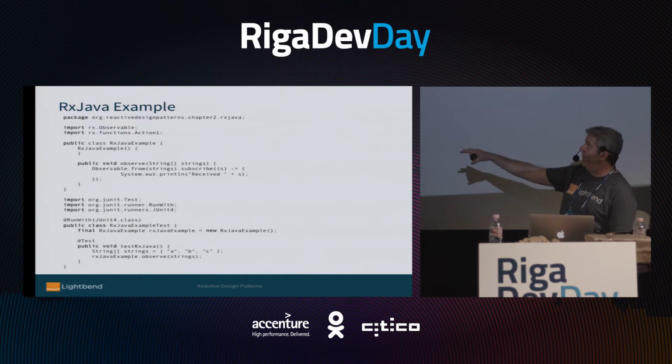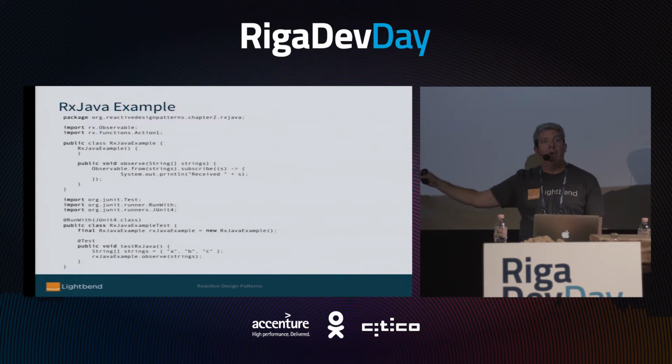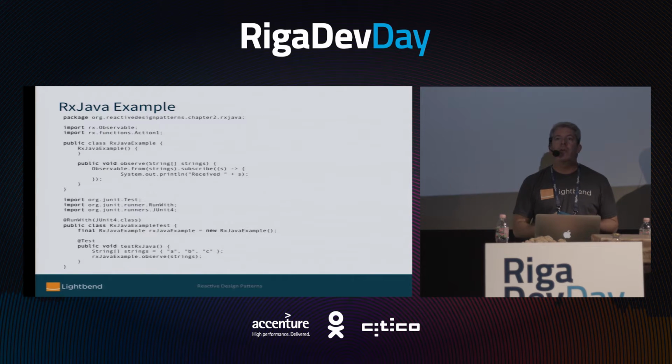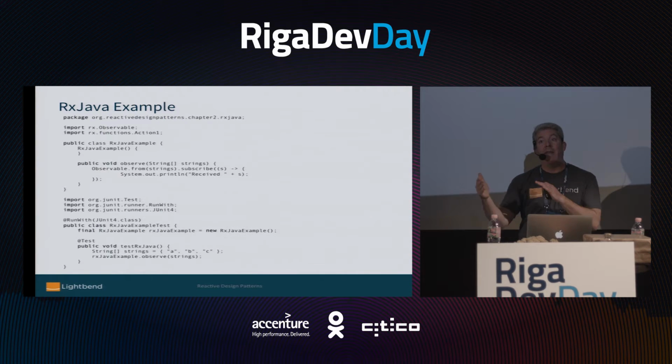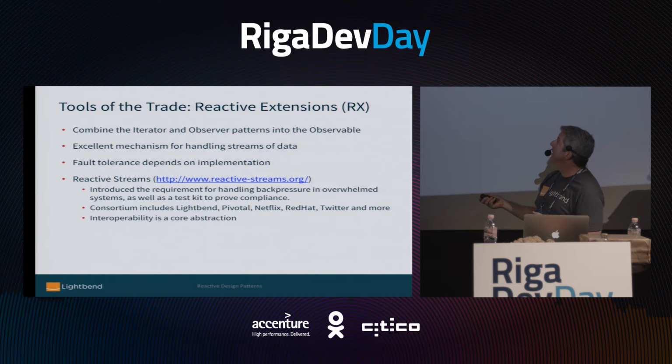So in this case, you see a very simple programming model for dealing with events that are occurring inside of your code. And when you have this kind of model, now you can start thinking in terms of streaming data, right? And that's where we see the Reactive Streams initiative coming from.